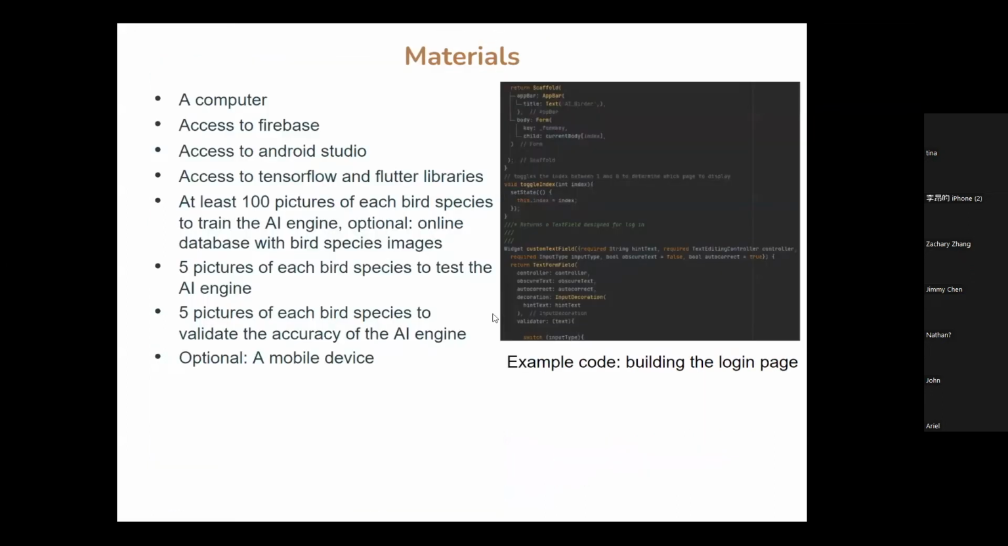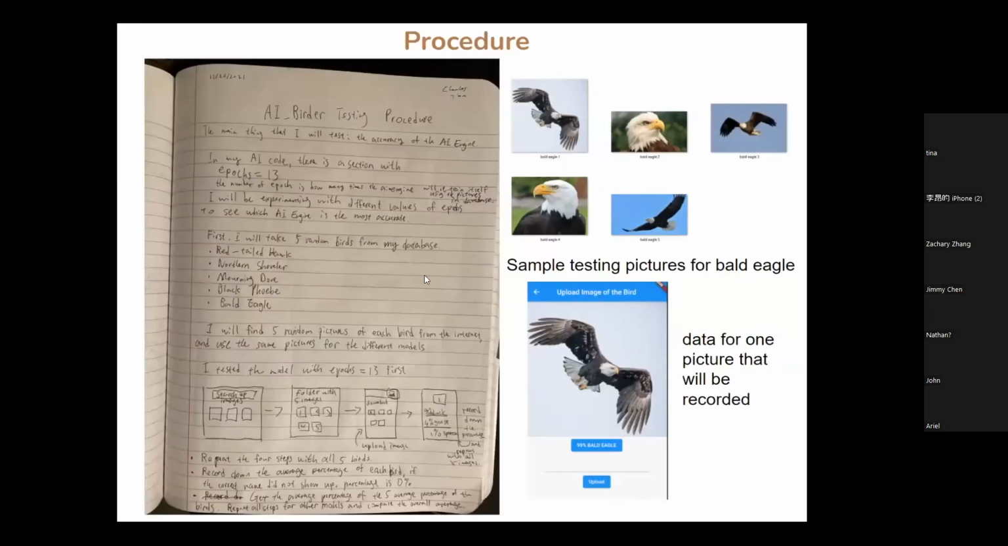The materials I used are, as stated before, the computer, access to Firebase, access to Android Studio, access to TensorFlow, and a lot of pictures for testing and training my engine. For how I tested my project, I mainly tested the percentage of accuracy, since there's not much else that I can test about my project.